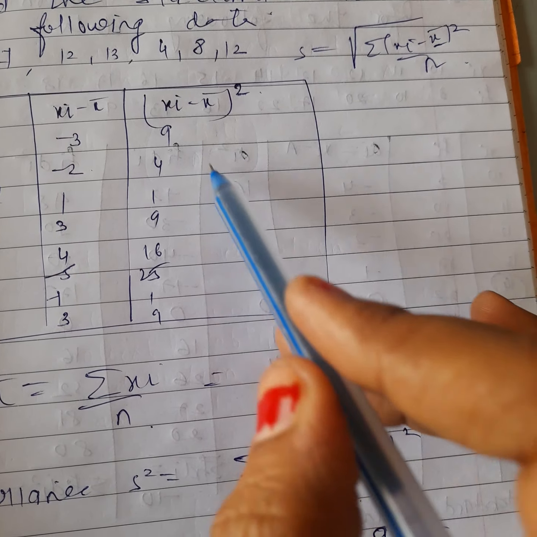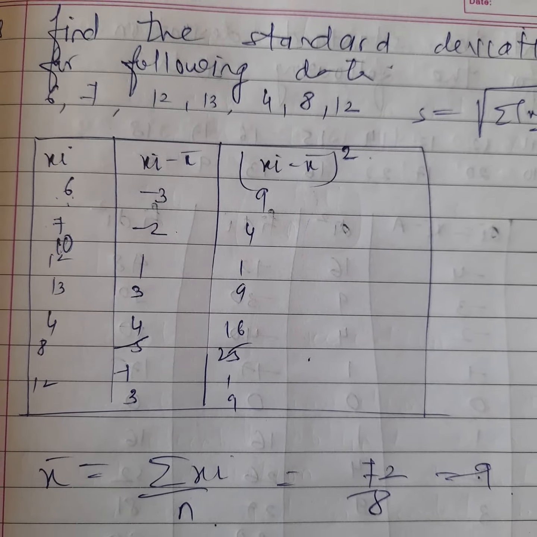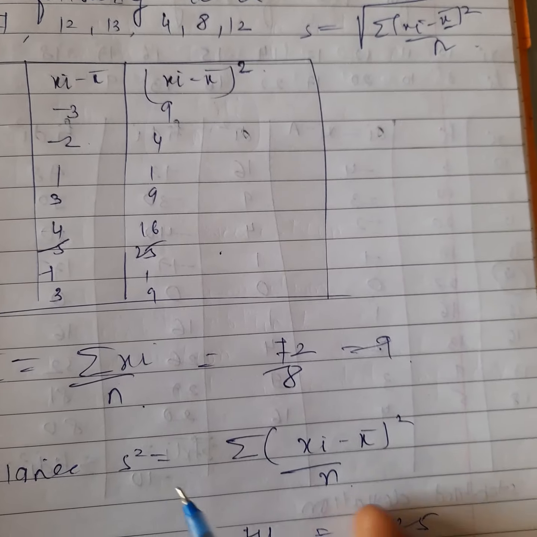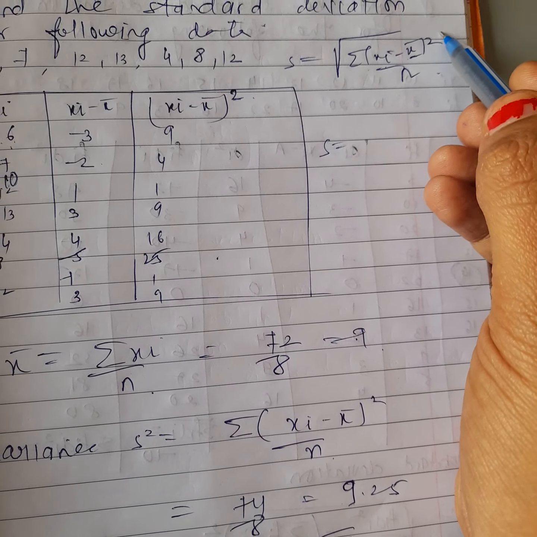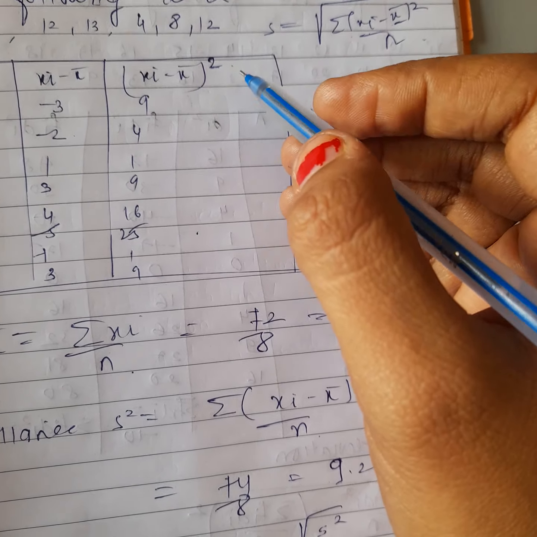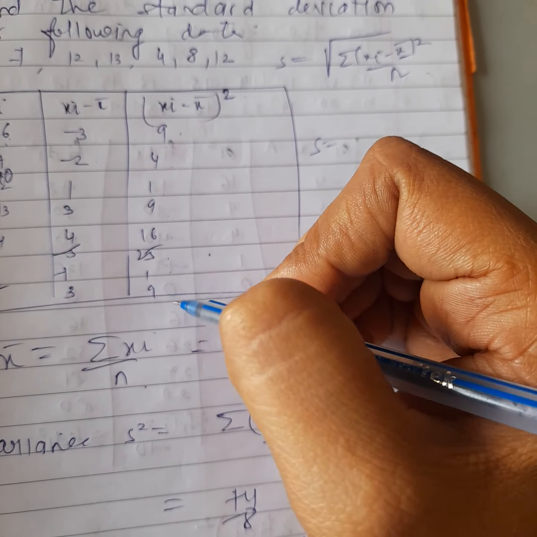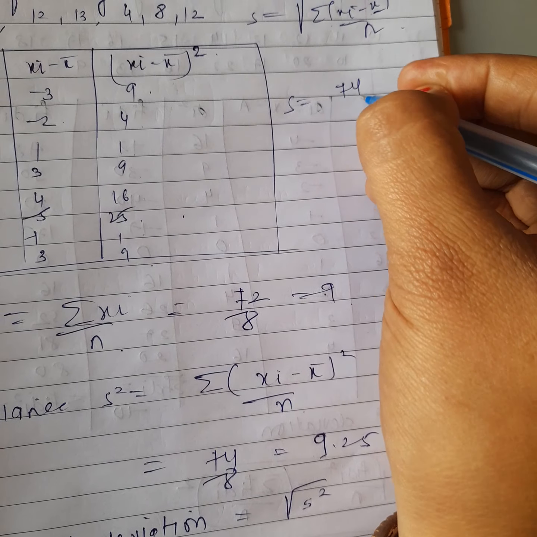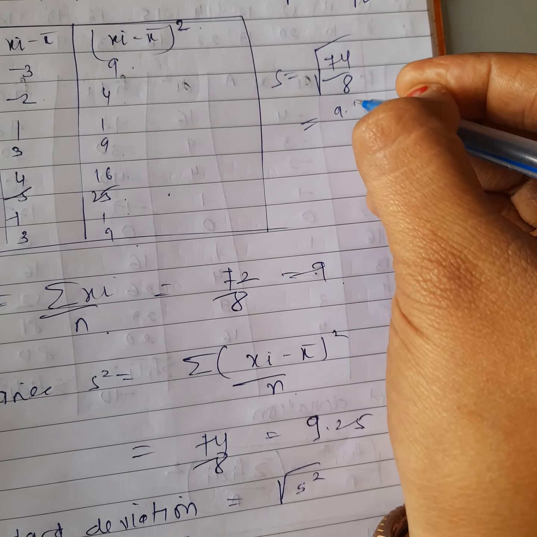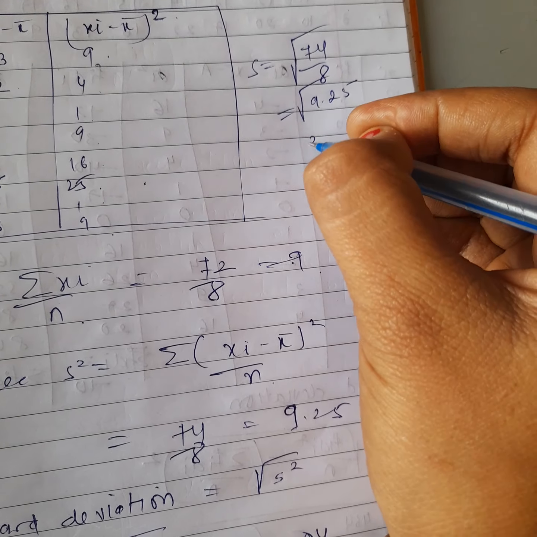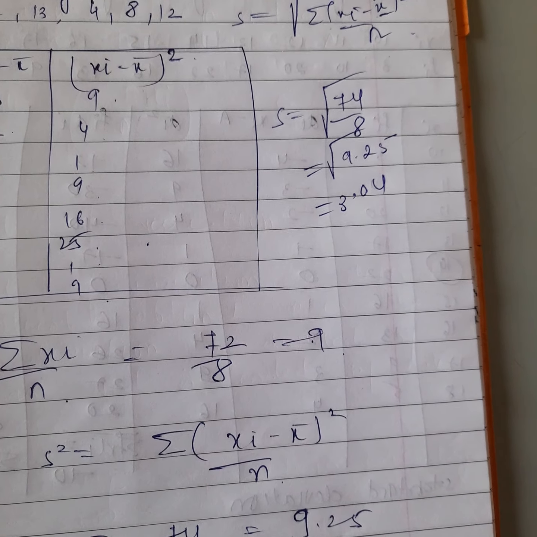Now again we'll do the total of this last column to find the standard deviation. So standard deviation formula is S is equal to under root of summation of xi minus x bar the whole square divided by n. And when we do the total, 9 plus 4 plus 1 plus 9 plus 16 plus 25 plus 1 plus 9, the answer is 74, divided by the total number of observations, 8. Taking root of that number, we get root of 9.25, that is equal to 3.04. So the standard deviation is 3.04.